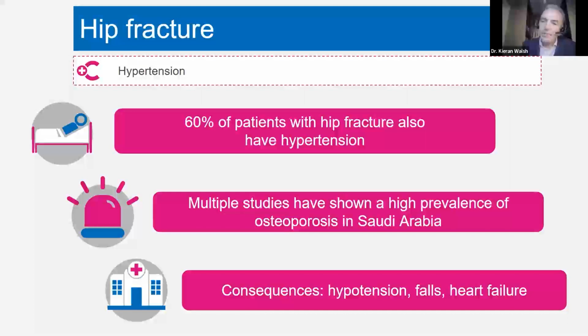What happens if you don't manage the hypertension correctly in a patient with a hip fracture? The consequences will be hypertension, postural hypertension, further falls, and heart failure. It may well be postural hypertension that caused the fall, that caused the hip fracture in the first place. So it's vital to manage not just the hip fracture, but all the patient's relevant conditions.